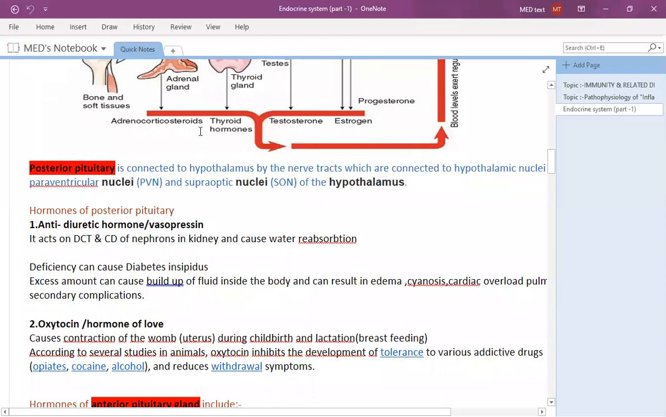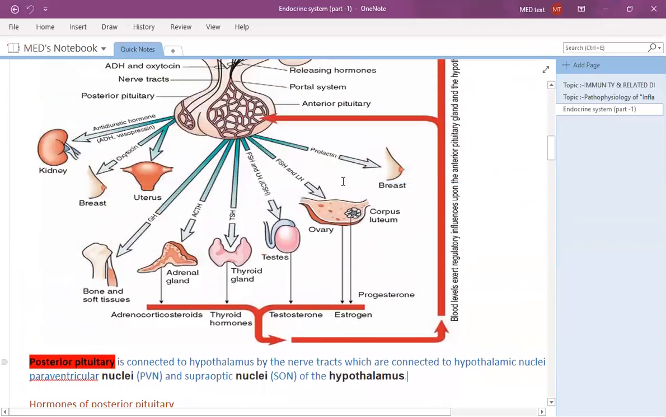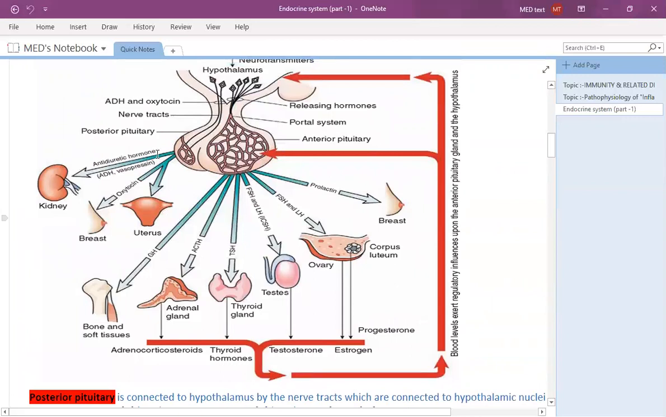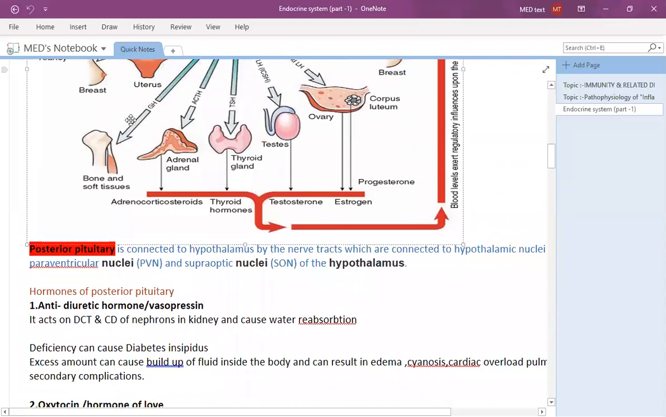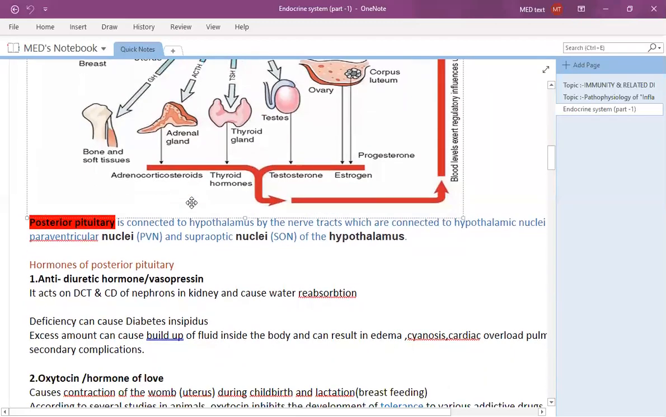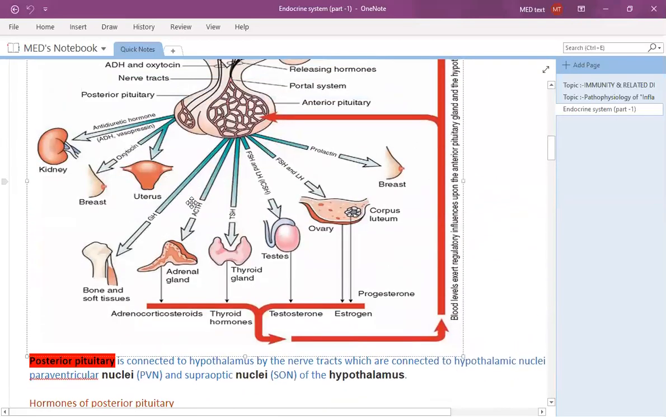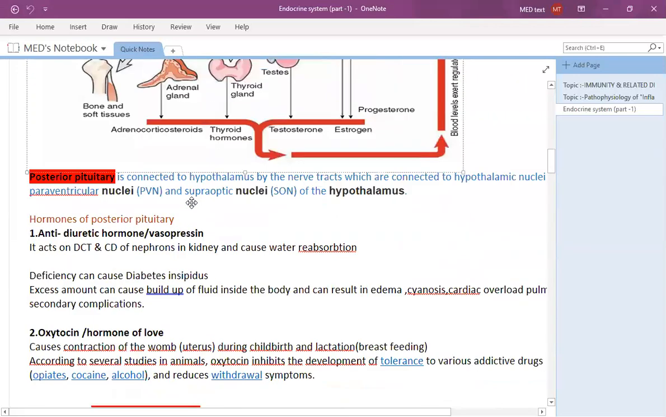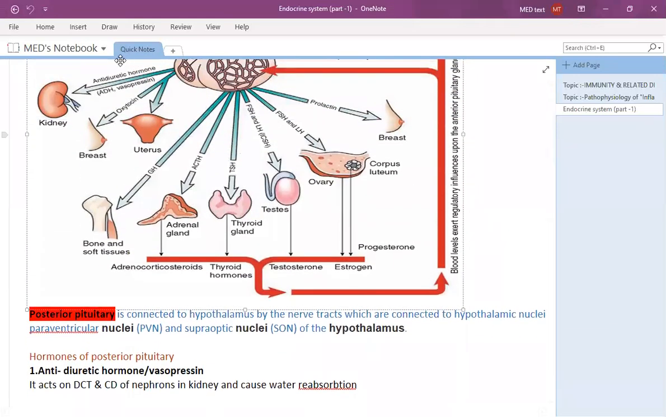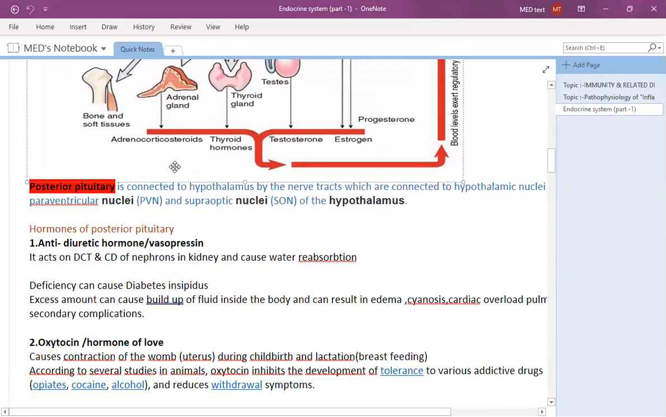So the posterior pituitary is connected to the hypothalamus by the nerve tracts which are connected to the hypothalamic nuclei. The nuclei to which the posterior pituitary is connected in the hypothalamus are known as paraventricular nuclei and supraoptic nuclei of hypothalamus. All right. The hormones which are released by the posterior pituitary include antidiuretic hormone, ADH abbreviated, and it is also called as vasopressin. The one more hormone is called as oxytocin, or it is also called as hormone of love.